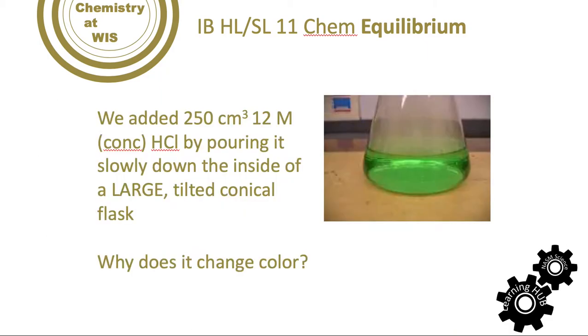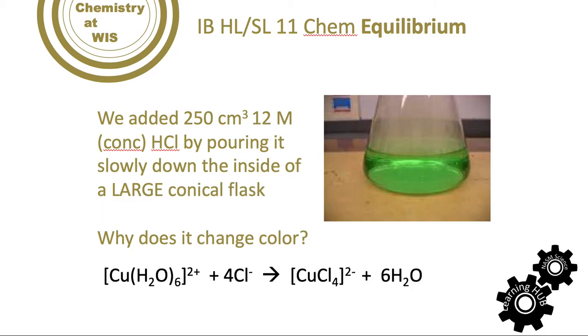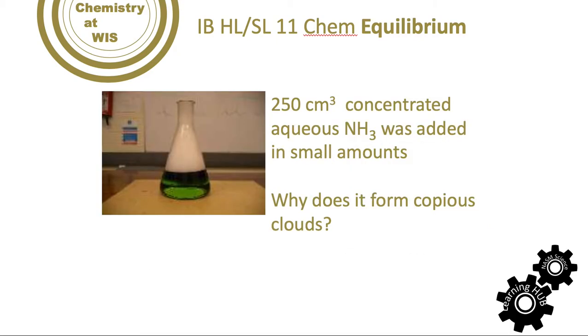And then when we add concentrated hydrochloric acid, pour it slowly down the inside of the tilted flask, it changes colour. And why does it change colour? Colour change is a characteristic of a chemical reaction, and here we're actually making a copper chloride complex, which is green, as opposed to the sulfate, which is blue.